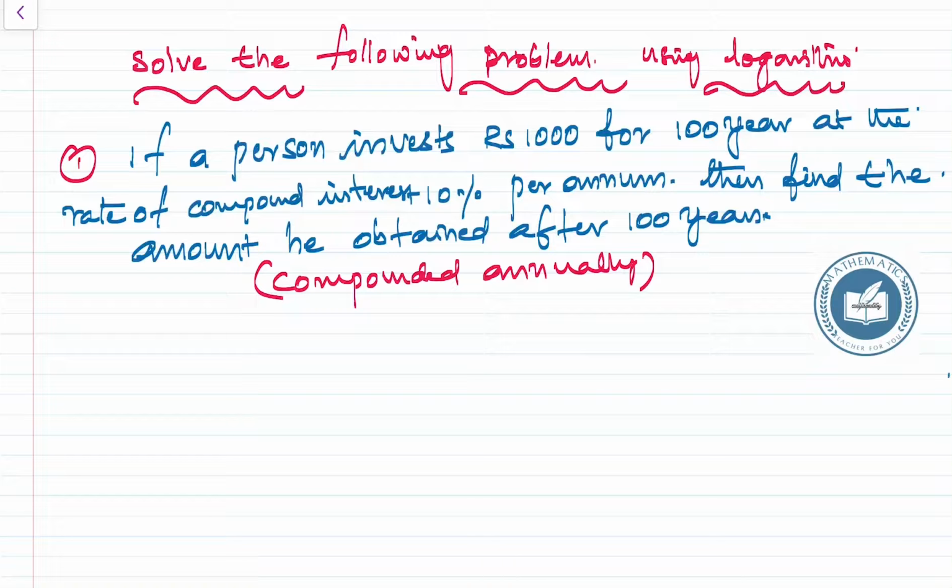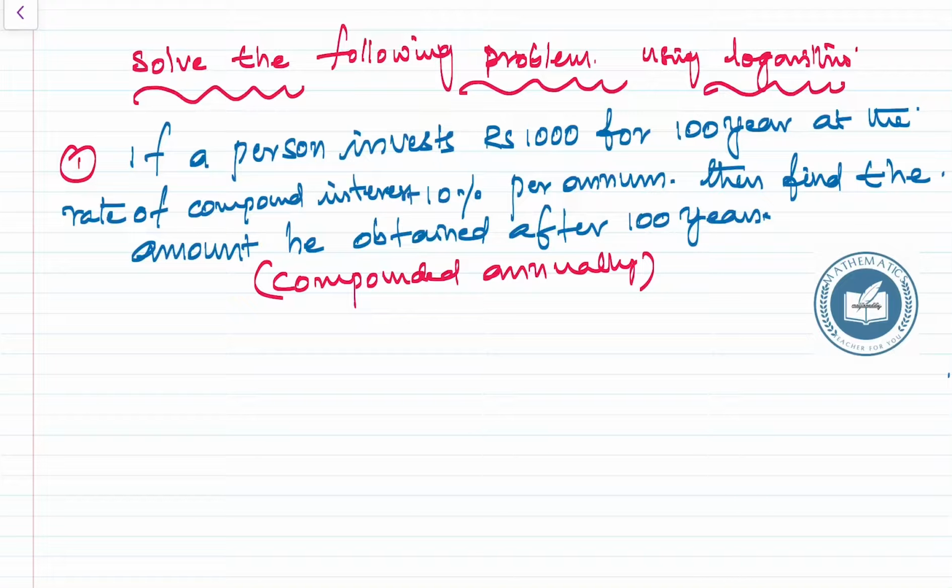Solve the following problem using the logarithm. So here the given problem is, if a person invests 1000 rupees for 100 years at the rate of compound interest 10% per annum, then find the amount he obtained after 100 years. So here the condition is given compounded annually. Compounded annually means here yearly once we have to calculate the interest on the amount.